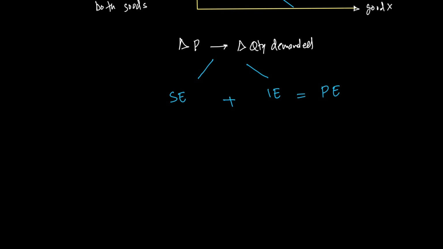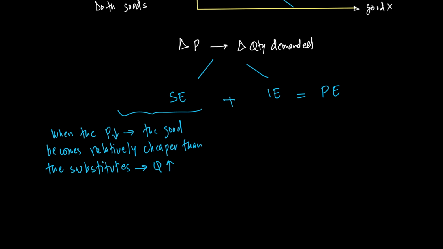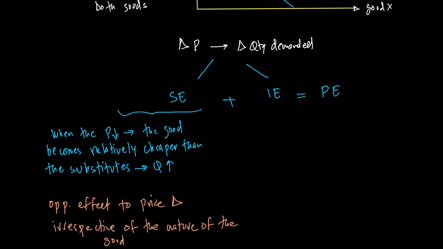We say that substitution effect is simply that when the price of a good goes down, the good becomes relatively cheaper, and the consumer will buy more of that good because the good is now cheaper than its substitutes. And be it a normal good, given good, or inferior good, substitution effect will always result in a negative effect, or in other words, an opposite effect to a price change, which means when the price goes down, the quantity will always go up, and vice versa, when the price goes up, quantity will go down.